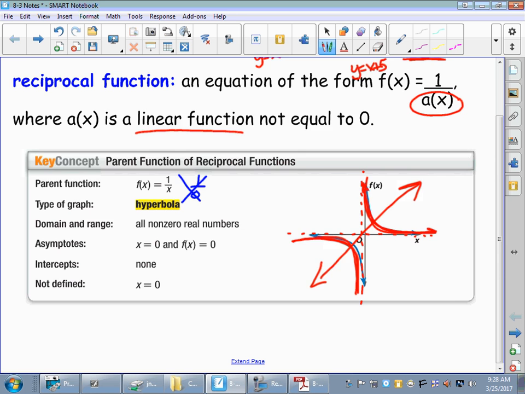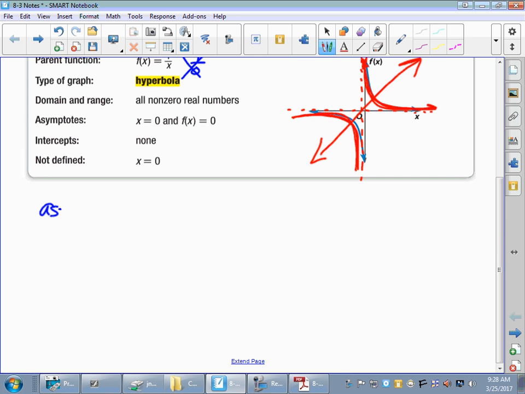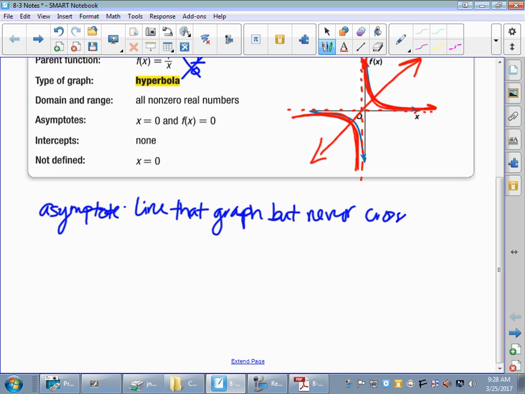I don't know if I put asymptotes on another slide, so I'm just going to define it here one more time. It's a line that a graph approaches but never crosses. And when I say never, I'm actually talking about vertical asymptotes. Every once in a while, a graph will cross a horizontal asymptote, so never is used lightly there. Most of the time, they don't cross.